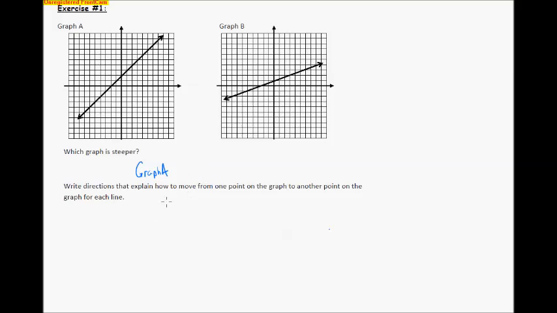Now, this is where we get into a little more math. All right, it says write directions that explain how to move from one point on the graph to another point on the graph for each line. All right, so let's do graph A. And what I mean by this is simply write in words, how would you go from one point to another point on the graph? So I want to pick a point that's right on the graph right here.